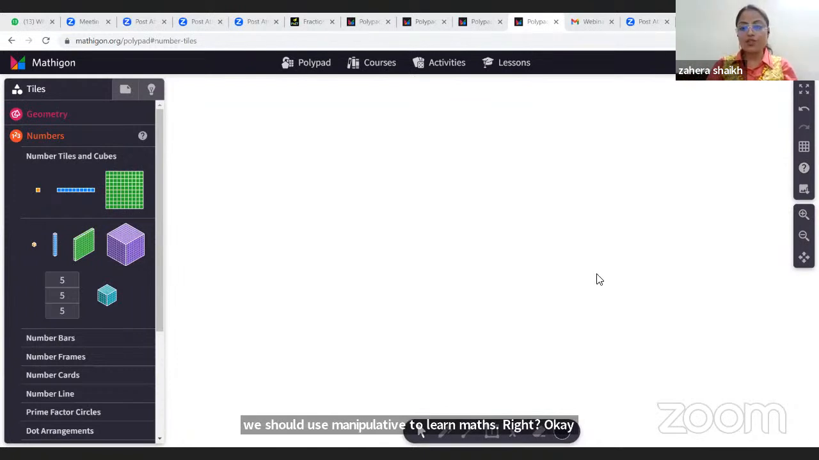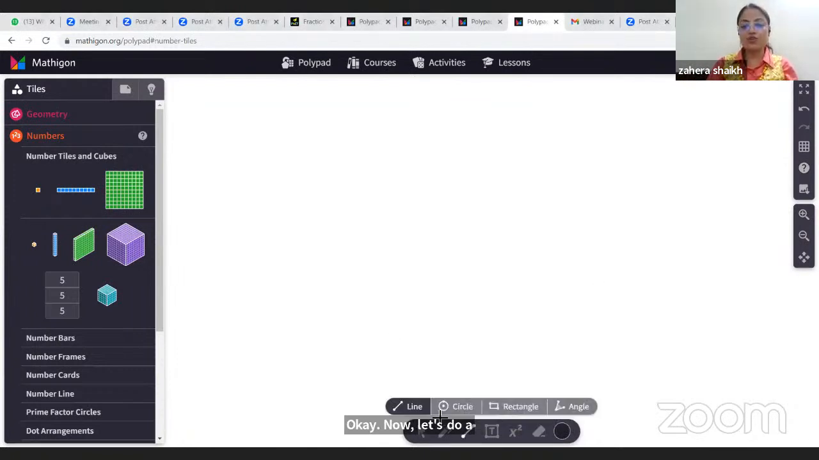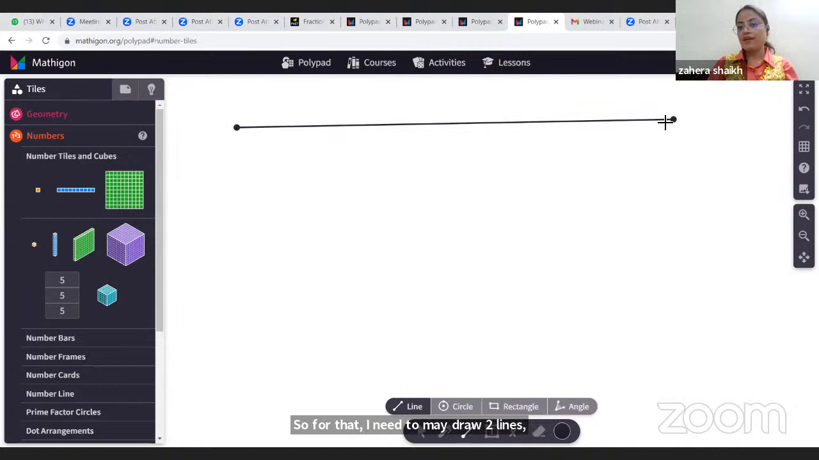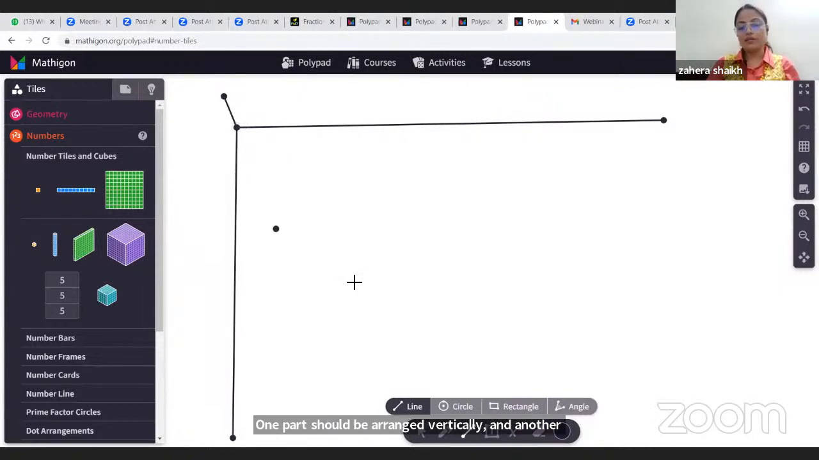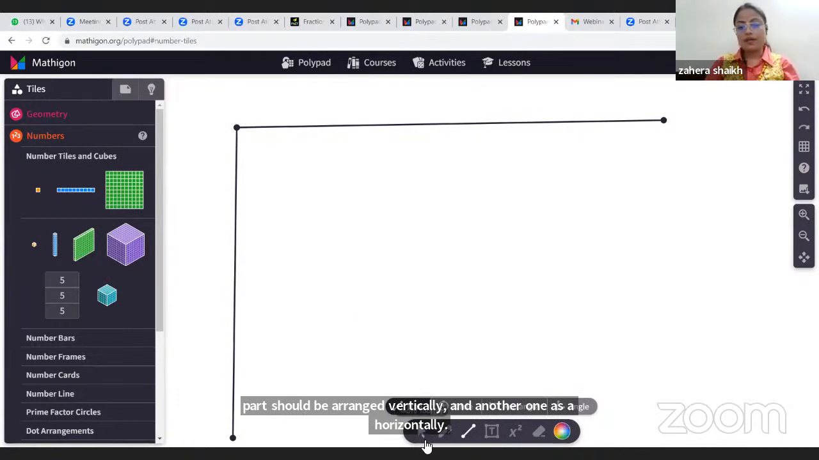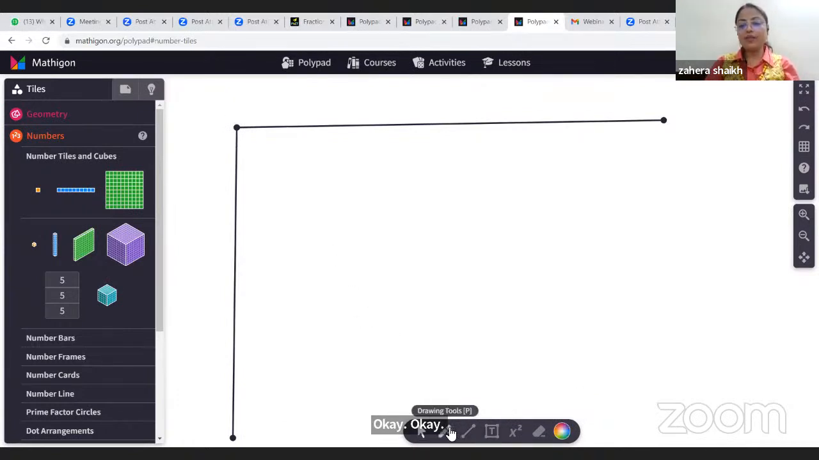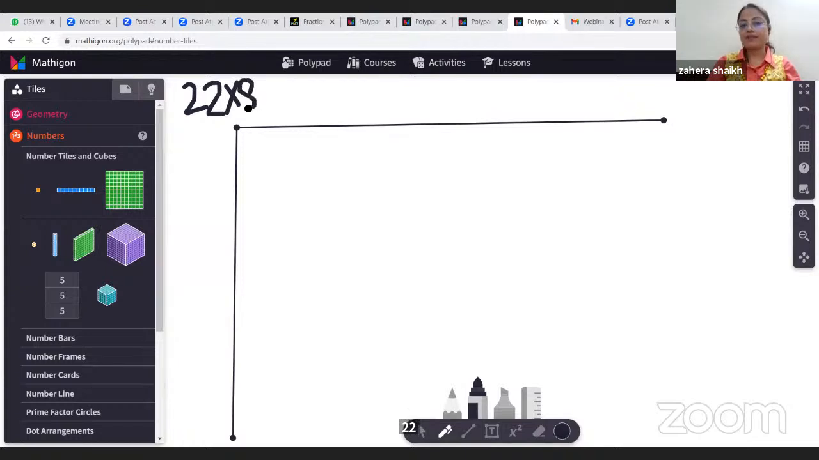Okay, now let's do a 2-digit number multiplication. For that, I need to draw 2 lines, because I have to arrange in an array. One part should be arranged vertically and another horizontally. Now, I have the number 22 multiplied by 8. Let's start with a single-digit number and a 2-digit number, then move to the next level.